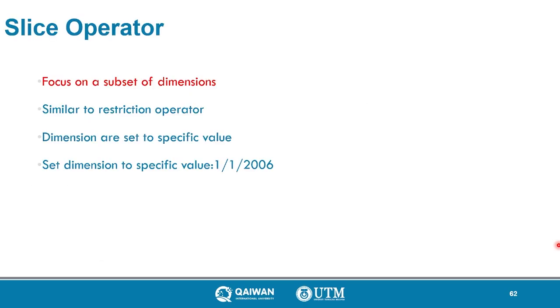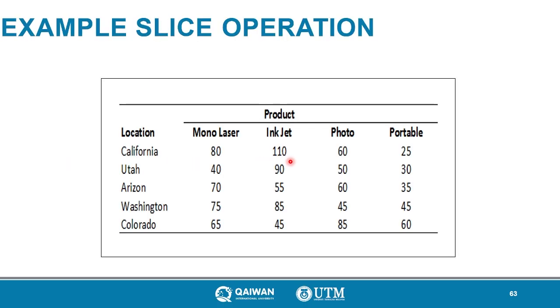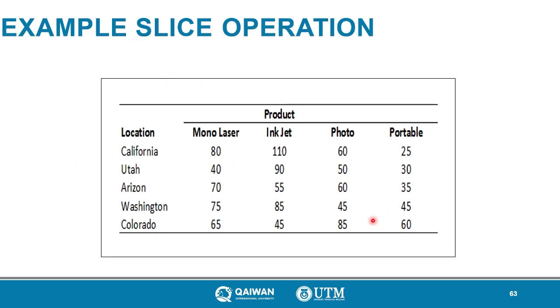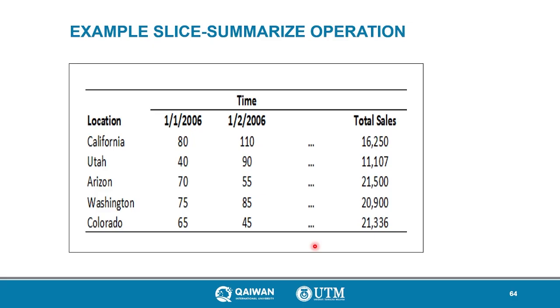Now, the slice operator focuses on a subset of a dimension. Now we will deep dive into it. It is a similar restriction operator: a dimension is set to a specific value, for example, setting the dimension to a specific value like the 1st of January 2006. Now this is an example of a slice operation. We have a location, product, and so on. In here it would be the year and so on. Now, an example of a slice that summarizes.